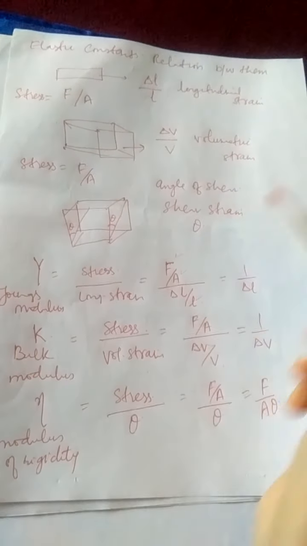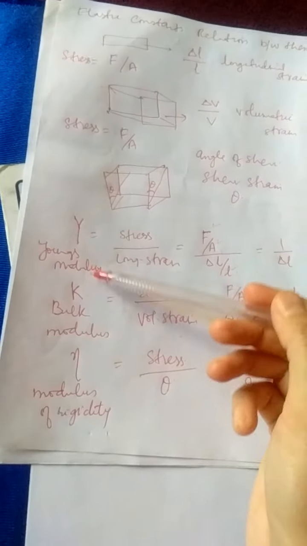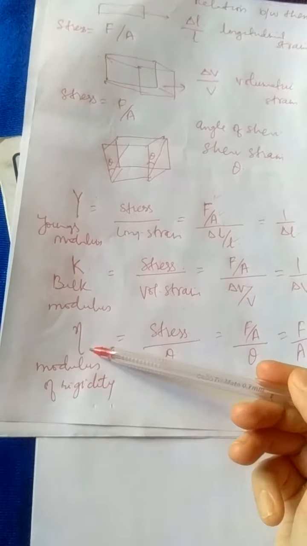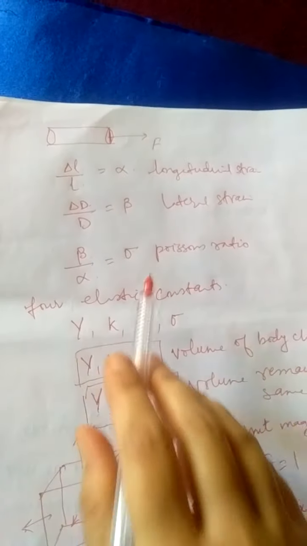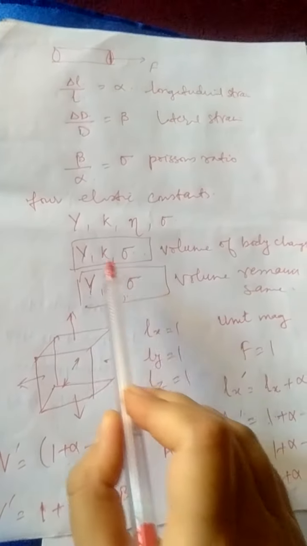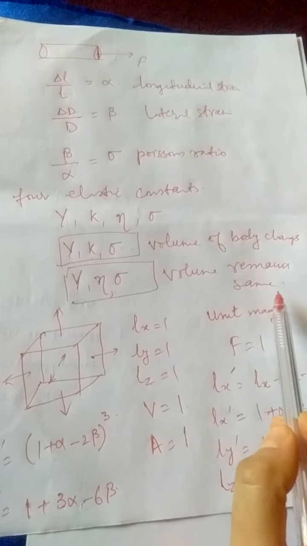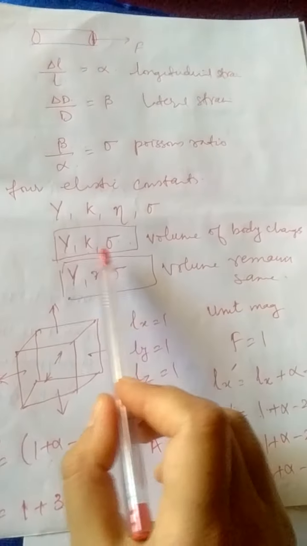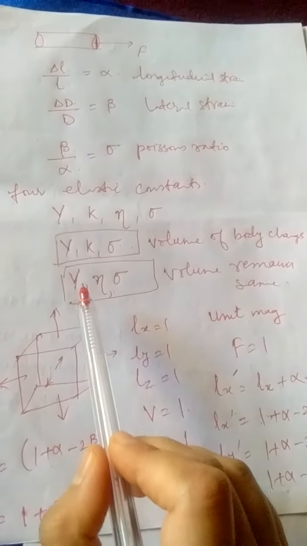What did we do? We defined the strain of three types: longitudinal strain, volumetric strain, and angle of shear. Then we defined the three constants: Young's modulus, bulk modulus, modulus of rigidity. And then we also defined a fourth constant, that was Poisson's ratio. Then we tried to connect these three or these three. These three can be connected when the volume of the body changes, and these three can be connected when the volume of the body remains the same. Today we have established this relation, and in the subsequent video we will be establishing the relation between these three.